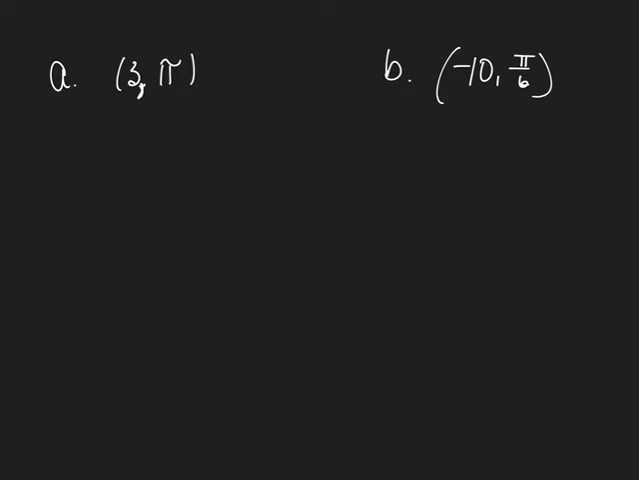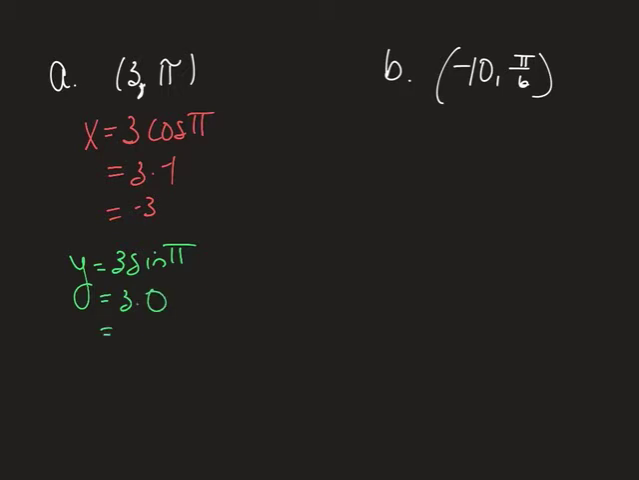Again, pretty straightforward. x equals my radius, 3, times the cosine of pi, and that is 3 times -1, which is -3. My y is 3 times the sine of pi, and so that's going to be 3 times 0, or 0. And of course then that means my rectangular is -3, 0, when the polar was 3, pi.